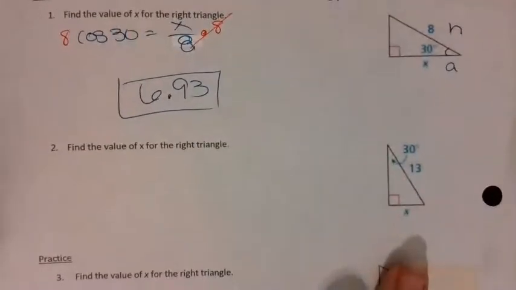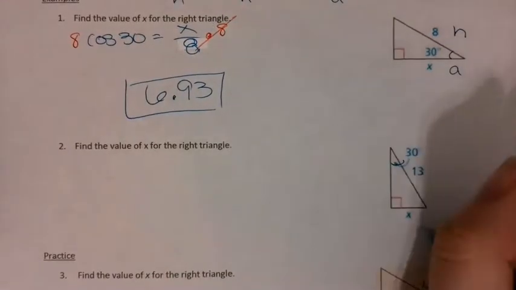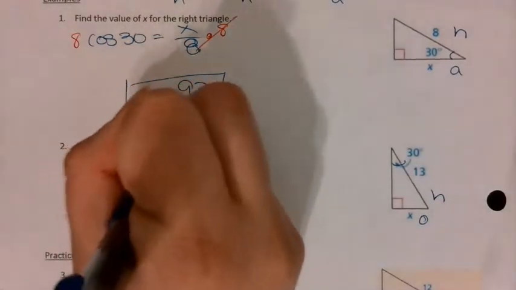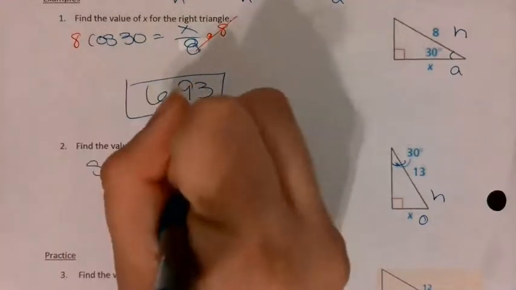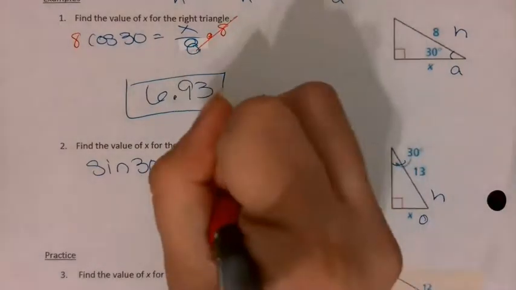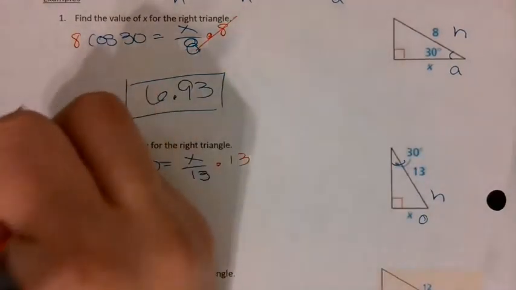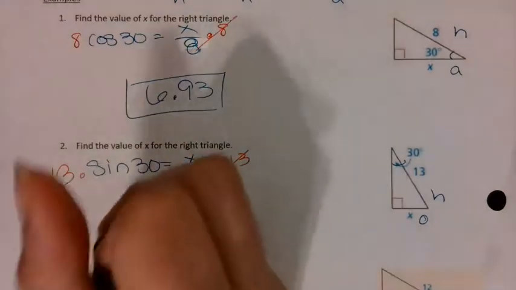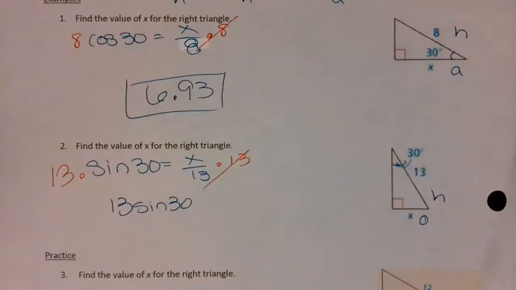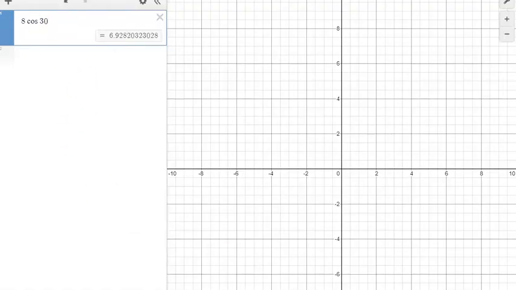Okay. Same thing over here. So this is my given. I have opposite and hypotenuse, so this would make this sine. X over 13. So what I want to do is to get rid of the fraction, I multiply both sides by 13. It cancels out over here. And then I have 13 sine 30. I'm going to go to Desmos and use that as my calculator. And this one gives me 6.5.